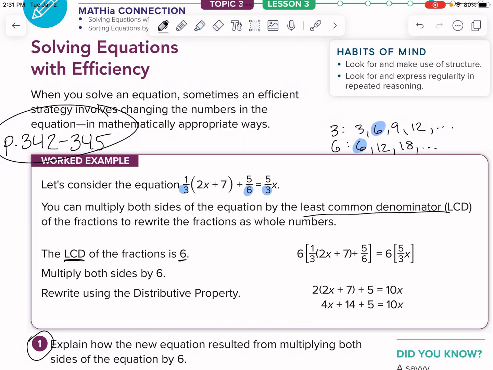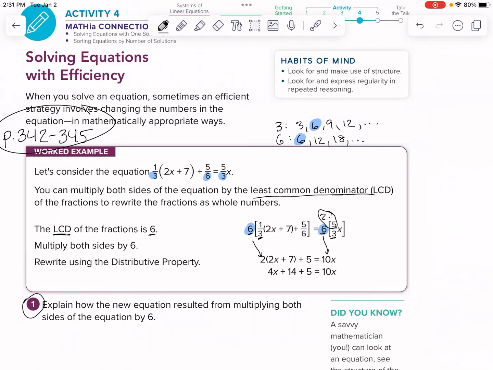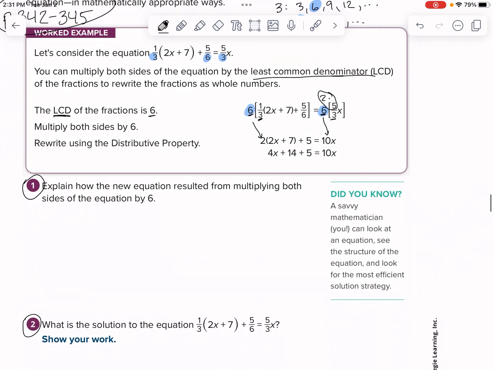What you can do in this equation is multiply everything by 6, as you can see here and here. When we multiply by 6, this becomes 2 because 6 divided by 3 is 2. This becomes 10 because 6 divided by 3 is 2, but if I multiply that by this 5 there, that becomes a 10. We're going to work on problems like this, but for the first one, explain how the new equation resulted from multiplying both sides of the equation by 6.